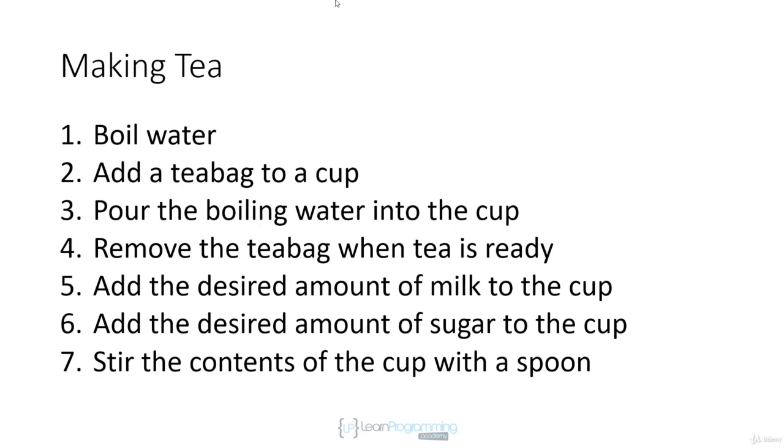In step 1, we boil water. In step 2, we add a tea bag to a cup. In step 3, we pour the boiling water into the cup. In step 4, we remove the tea bag when the tea is ready, meaning it's steeped to the desired degree, either weak tea, strong tea, or tea in between. In step 5, we add the desired amount of milk to the cup. In step 6, we add the desired amount of sugar to the cup. And in step 7, we stir the contents of the cup with a spoon, and our tea is ready.